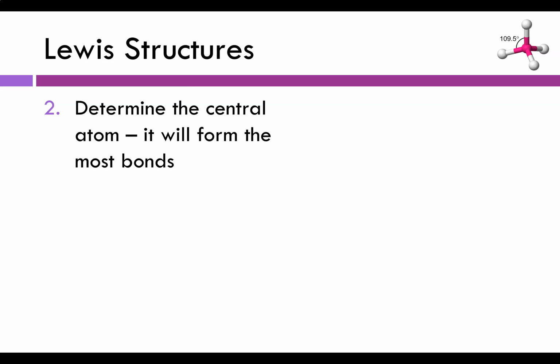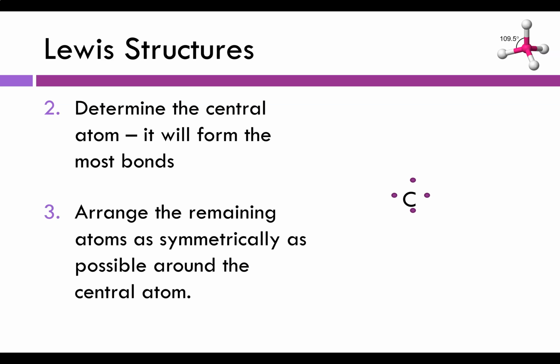We've got hydrogen, carbon, and chlorine. Hopefully you're thinking carbon should be the central atom. Carbon's got 4 unpaired electrons, so it will try to form 4 bonds. We can then arrange the remaining atoms as symmetrically as possible around the central atom.